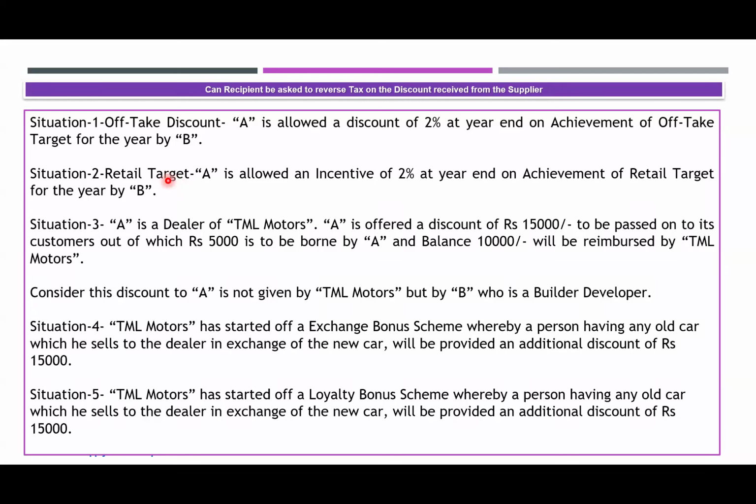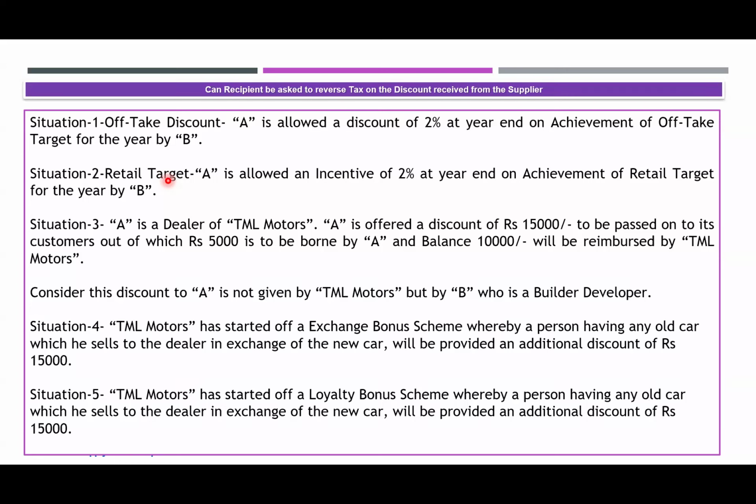Okay, Vinji. So situation 1 is offtake discount. A is allowed a discount of 2% at year end on achievement of offtake target for the year by B. In my opinion, and what we had discussed, in this case, that offtake discount would not be treated as a consideration being received by A from B, because this amount is pertaining to the pre-existing purchase contract or sale contract between A and B. And we have already discussed in the past session the judgment of the Honorable Apex Court, wherein they had said that any amount being paid in relation to a pre-existing contract of a purchase and sale between a purchaser and the seller would not be treated as an incentive, but as a reimbursement of the amount which was already paid by the purchaser to the seller.